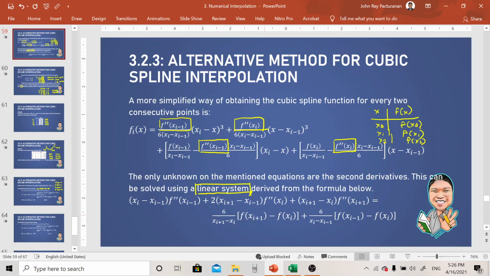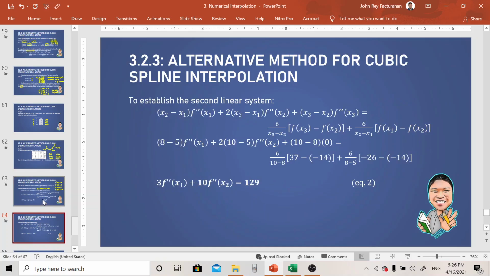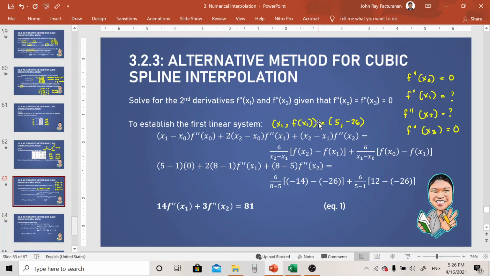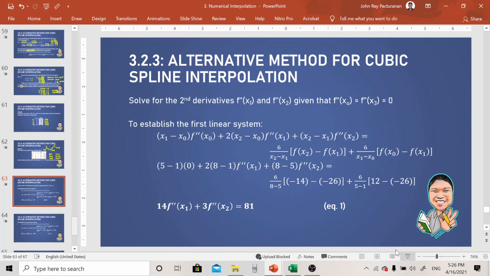The quantity f of x sub 2 minus f of x sub 1 plus 6 of x sub 1 minus x sub 0 siya, f of x sub 0 minus f of x sub 1. So ito po ang kalalabasan sa function natin. Okay, so erase ko lang siya. So ito na yun, no?